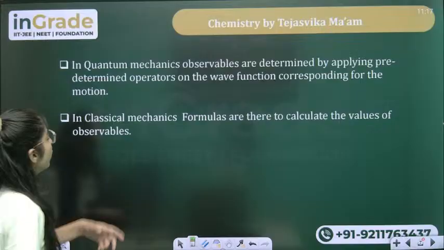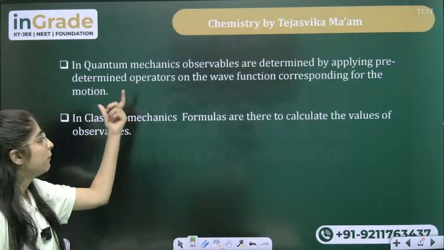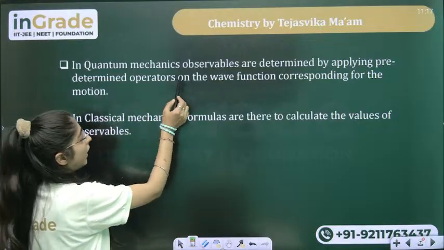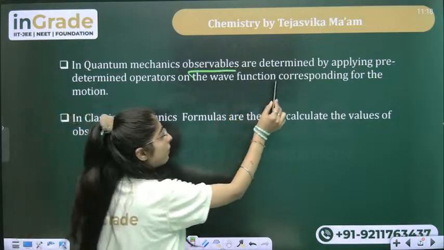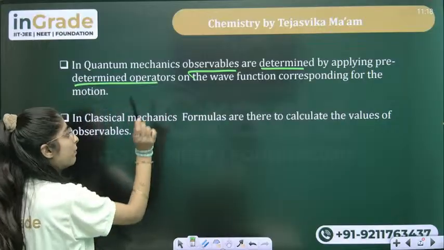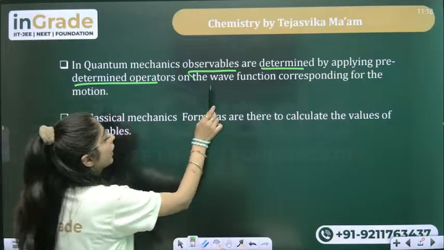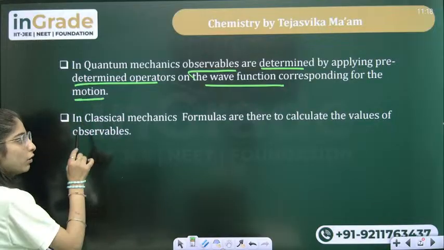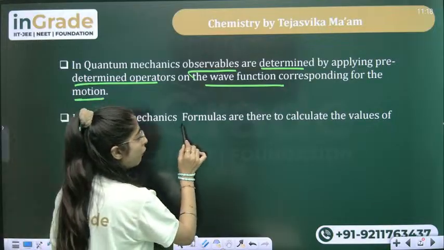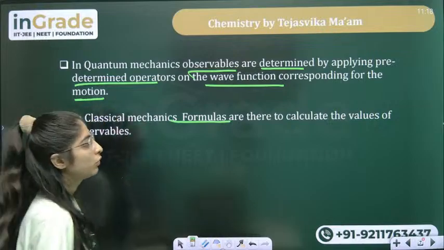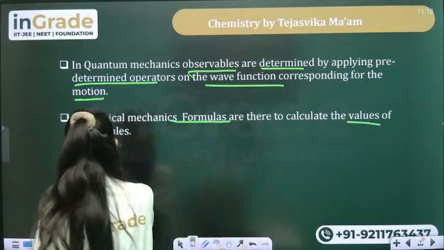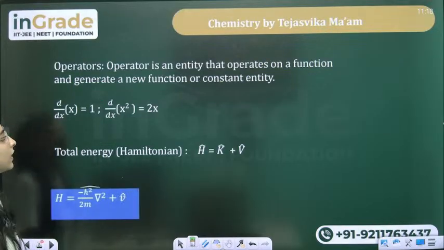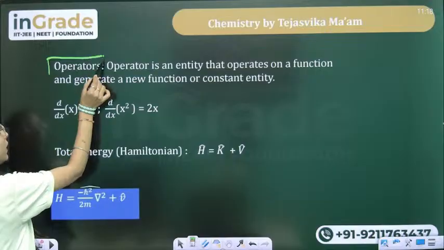So, as you all know, we have already discussed it, but still let's see what it says. It simply says that quantum mechanics observables are determined by applying a predetermined operator on the wave function that corresponds to the motion. But in classical mechanics, we have formulas that are used to calculate the values of observables. Okay.